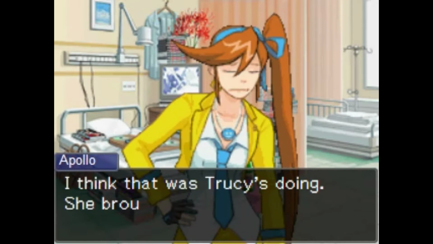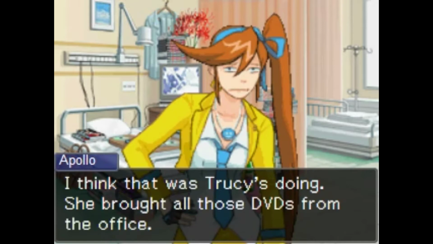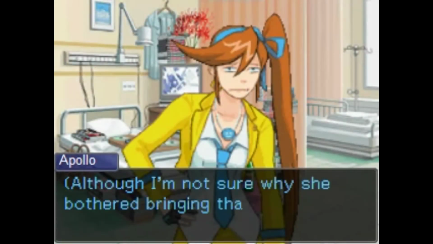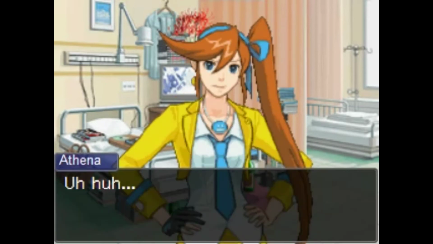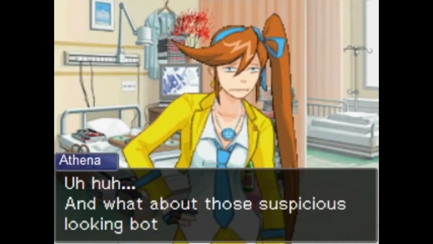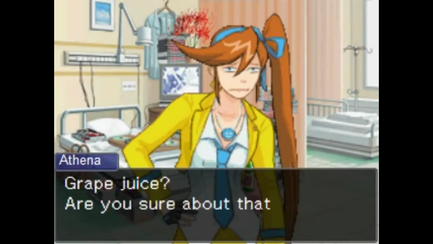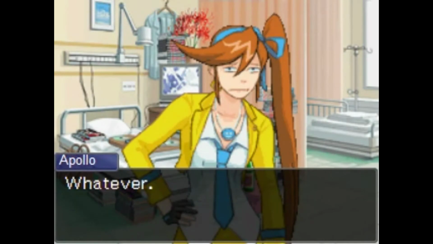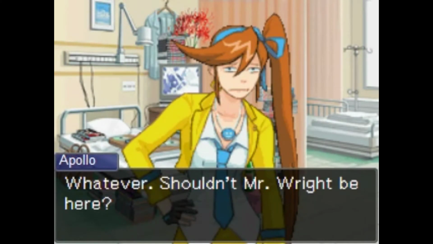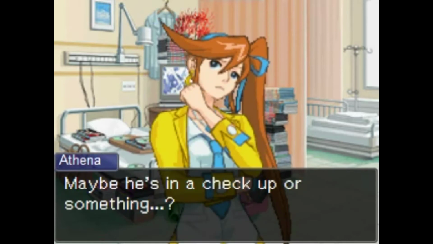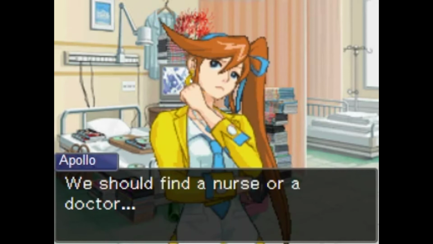I think that was Trucy's doing. Read all those DVDs from the office. But I'm not sure why she bothered bringing that old piano. What about all these suspicious-looking bottles? It's grape juice. Or so I'm told, anyways. Grape juice? You sure about that? Whatever. Can Mr. Wright be here? Maybe he's in a checkup or something? Should find a nurse or a doctor.